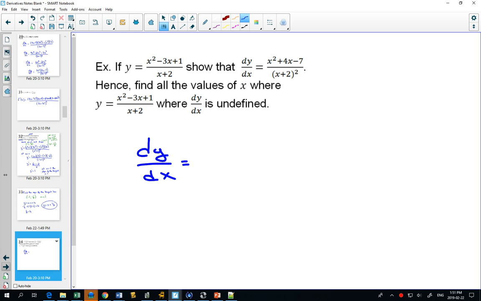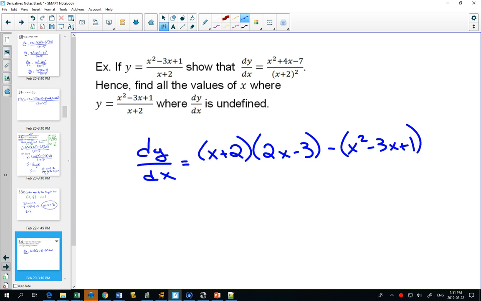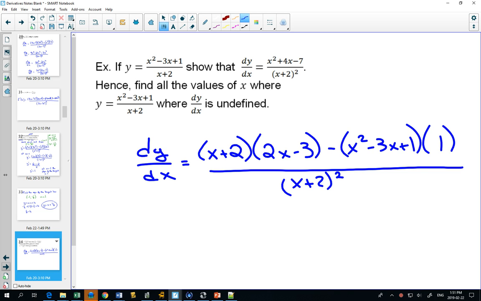noticing I have a quotient, so I'm going to do my quotient rule: keep the bottom the same, multiply by the derivative of the top, minus keep the top the same, multiply by the derivative of the bottom, over the bottom squared.